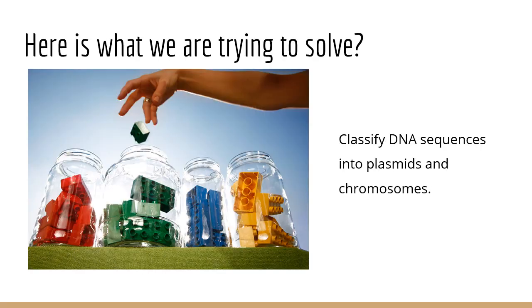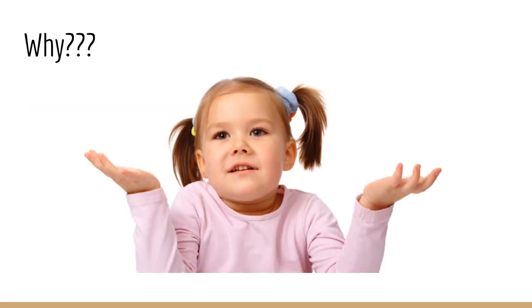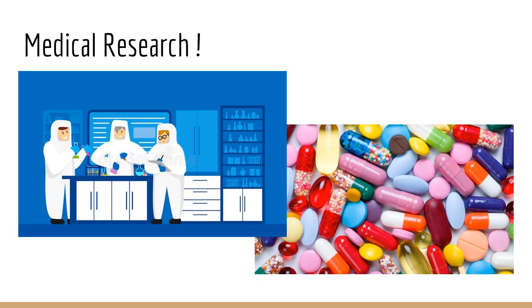Now that you have a good understanding of the plasmids and chromosomes, let's look at the problem that we are trying to solve. The main problem is how we can classify DNA sequences into plasmids and chromosome. You would ask, why would anyone want to know if some random DNA sequence is a plasmid or a chromosome? Glad you asked. Identification of plasmids and chromosomes is extremely important in medical research.